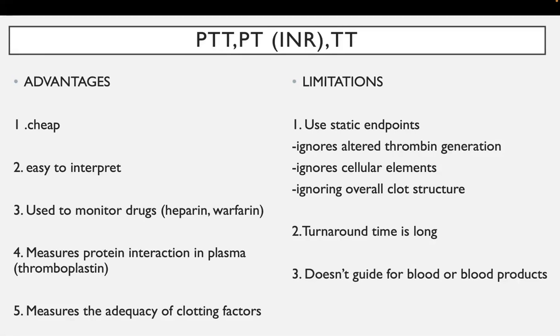But, you know, the limitation is that they use static endpoints. They really ignore altered thrombin generation. They ignore your cellular elements completely, and we know that clotting is more than just clotting factors; you need your cells there as well. They ignore your overall clot structure. The turnaround time is very, very long, I mean, to get an INR and aPTT. If you have a patient that's bleeding right now and you need to know the coagulation status of the patient and what you need to give, you need an alternative. So it doesn't really guide you for blood or blood products.